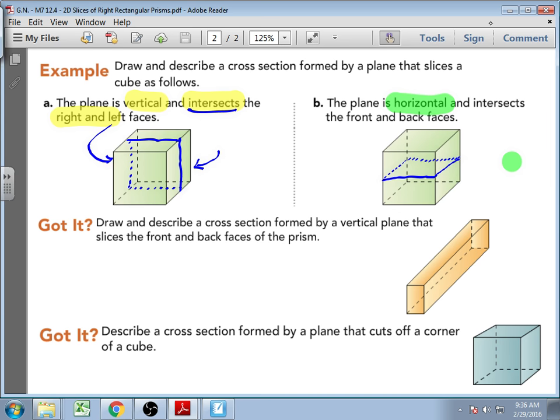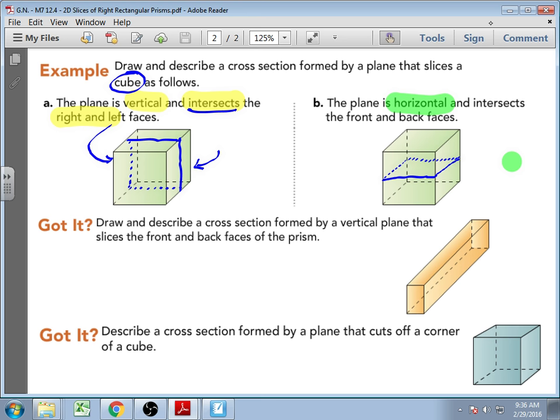All right, try the got it down here. Draw and describe. Which, guys, by the way, we forgot to describe up here in the example. If this is a cube, what would my cross section that I got here be? What kind of shape? A square.